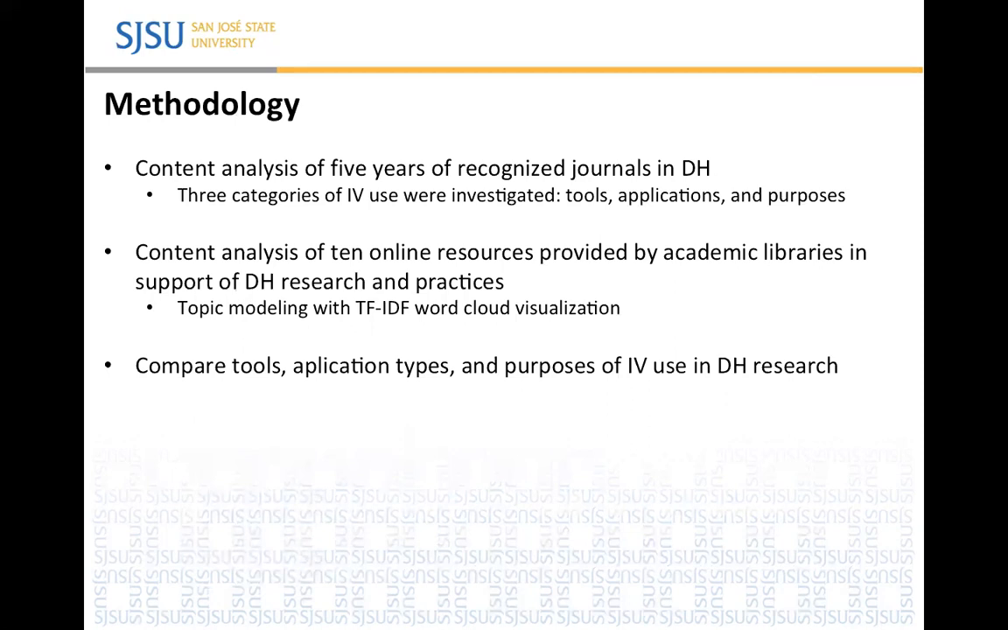After information visualization related articles were identified and retrieved for each of the 3 selected digital humanities journals, content analysis was further conducted to investigate the use of information visualization in these articles. More specifically, this study examined 3 categories of information visualization use: tools, applications, and purposes. For academic online resources, a thorough content analysis using data mining and natural language processing techniques was conducted.